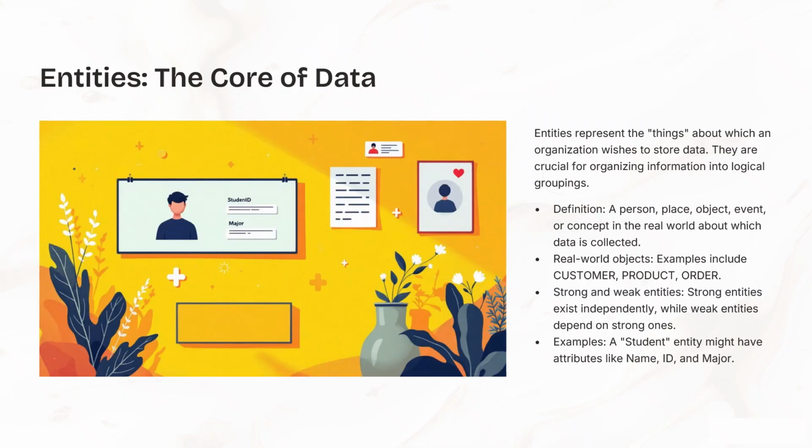Entities, the core of data. It represents the things about which an organization wants to store data. The definition is a person, place, object, event or concept in the real world about which data should be collected. Real-world object examples are customers, products and orders. Strong and weak entity: strong entities exist independently, while a weak entity depends on a strong one. For example, if a student is an entity, it has attributes like name, ID and major.